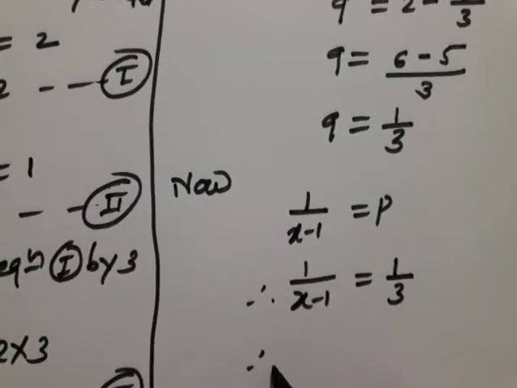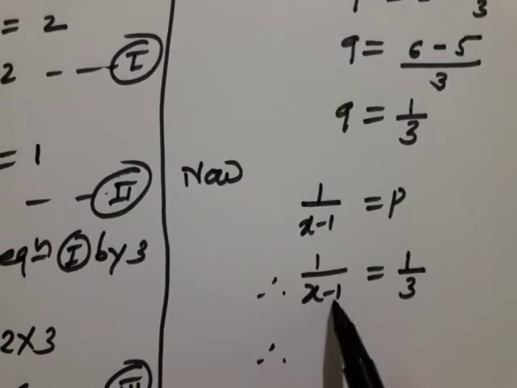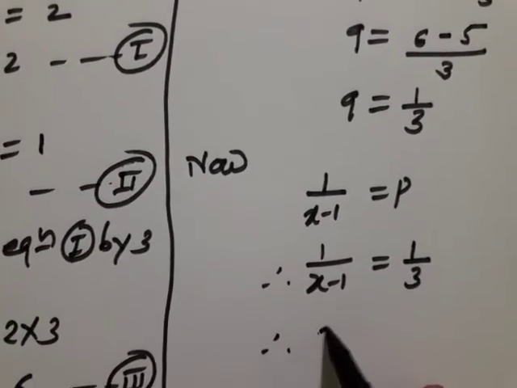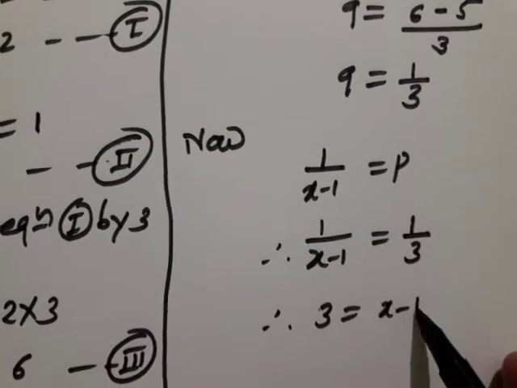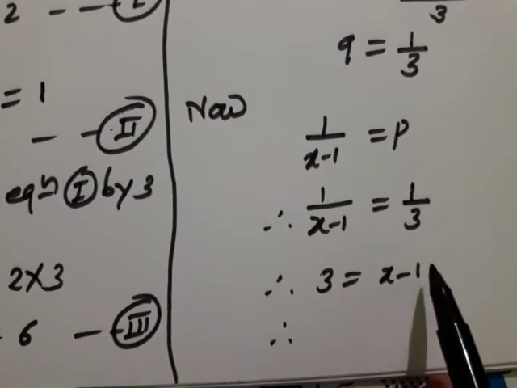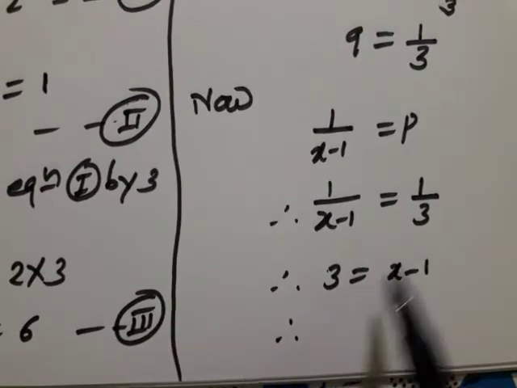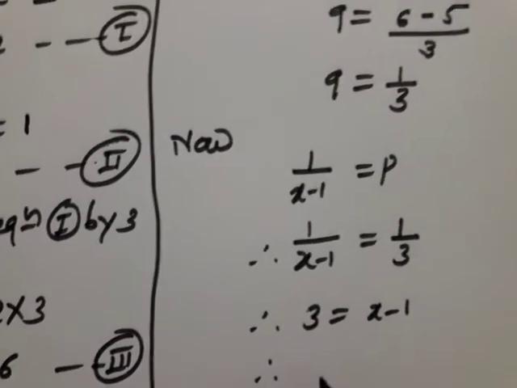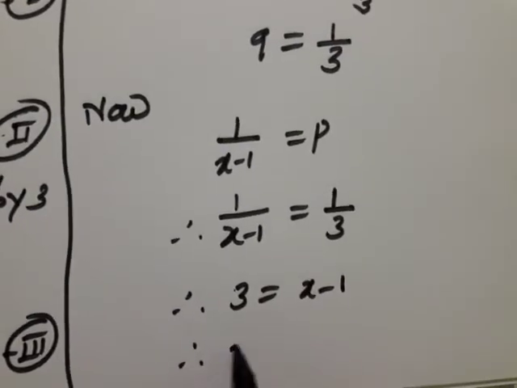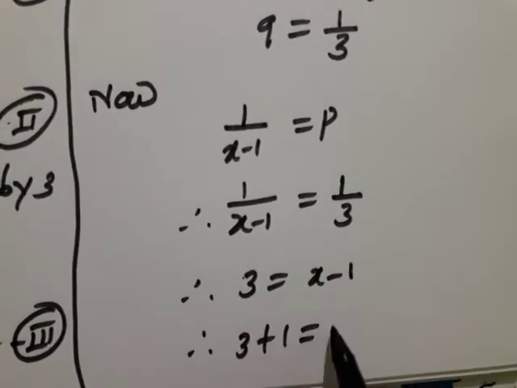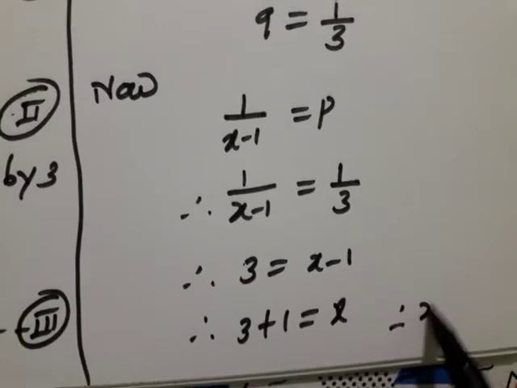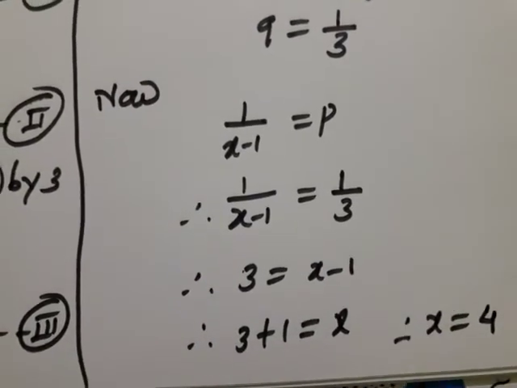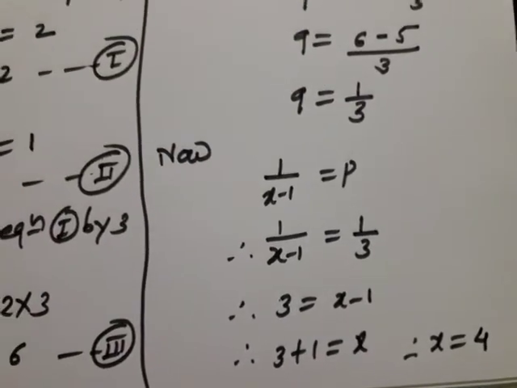Cross multiplication. Okay, x minus 1 into 1 and 3 into 1, what will happen? 3 is equal to x minus 1. Therefore transfer this minus 1 to the RHS, what will you get? Now it is minus, it will convert into plus. Then what will be the answer? 3 plus 1 is equal to x. Therefore x is equal to 4. 3 plus 1 is 4. This is the value of x.